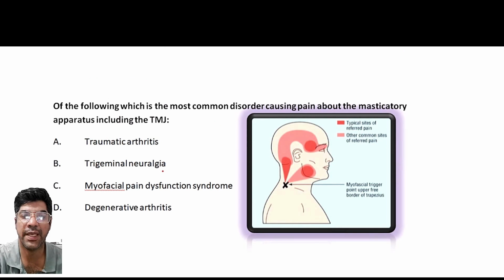Which of the following is the most common disorder causing pain about the masticatory apparatus? It is the myofascial pain dysfunction syndrome. It is the most common TMJ disorder, and it may present with or without restricted mouth opening. Pain causes the jaw closing muscles to contract, so the pain itself may initiate the degree of mandibular restriction in case of MPDS.